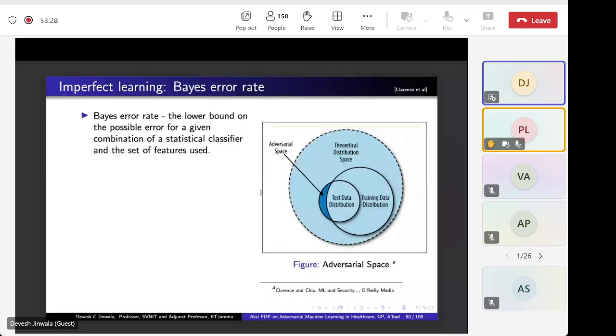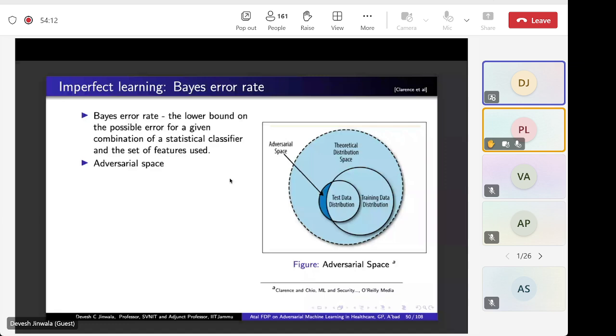So what it talks about is the Bayes error rate, which is known in machine learning. It is the lower bound on the possible error for a given combination of statistical classifier and the set of features we used, which I explained earlier. What are the weights associated with different features? The confidence was -1 and meeting was -3 and buy was 1 or something like that. So the Bayes error rate would say that if I am not considering all the data which may occur, there is going to be certain problem in my learning, and I would try to take care of that in my machine learning model.